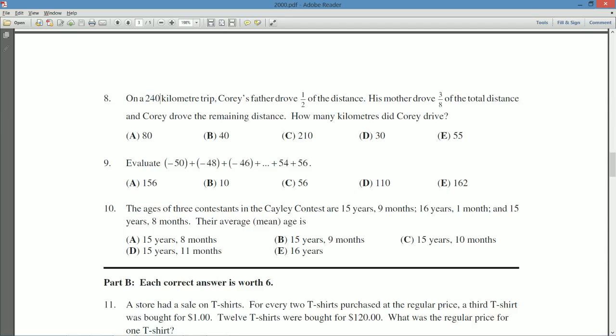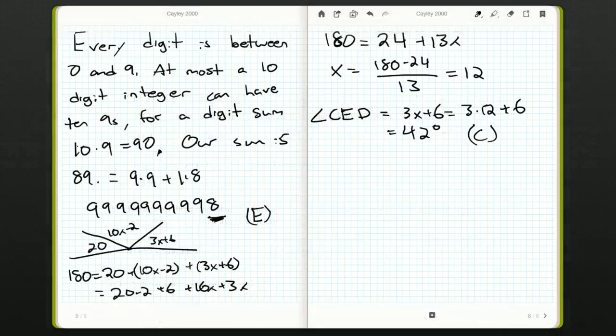What I'm going to do instead is break it down and say, well, his father drove 1/2 the distance. How many kilometers is that? His mother drove 3/8 the distance. How much is that? Once I have those two in kilometers, I subtract them off of the total length of the trip, and that'll tell me how many kilometers Corey drove. Okay?